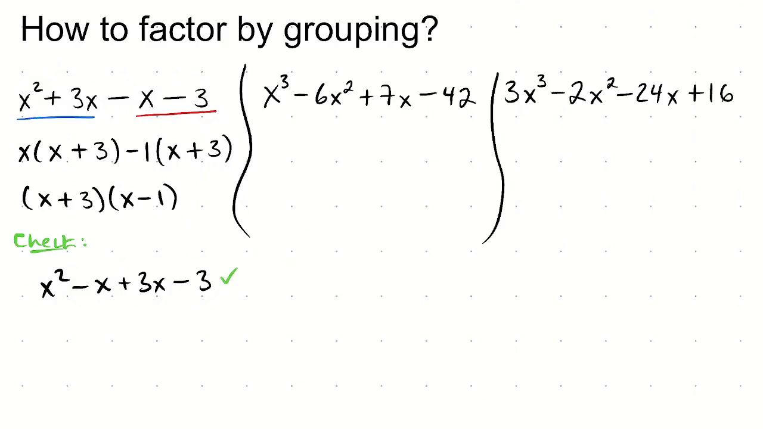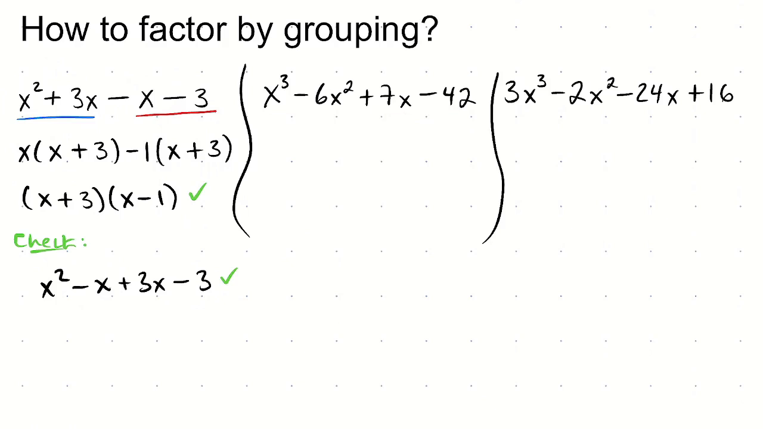We ended up with what we started with. So check. That is factored correctly. So now let's look at this next problem. We have x cubed minus 6x squared plus 7x minus 42. We're going to again group these together.